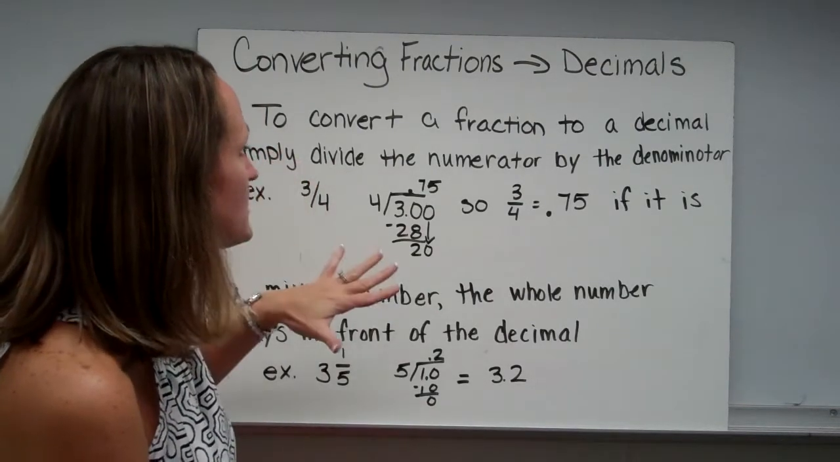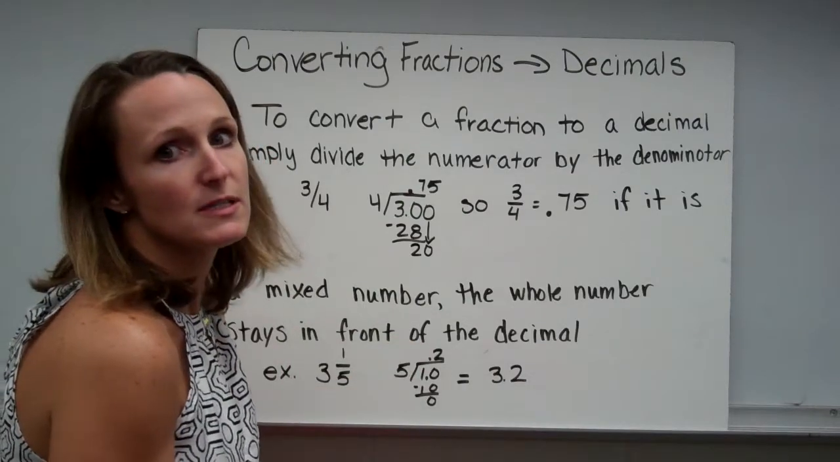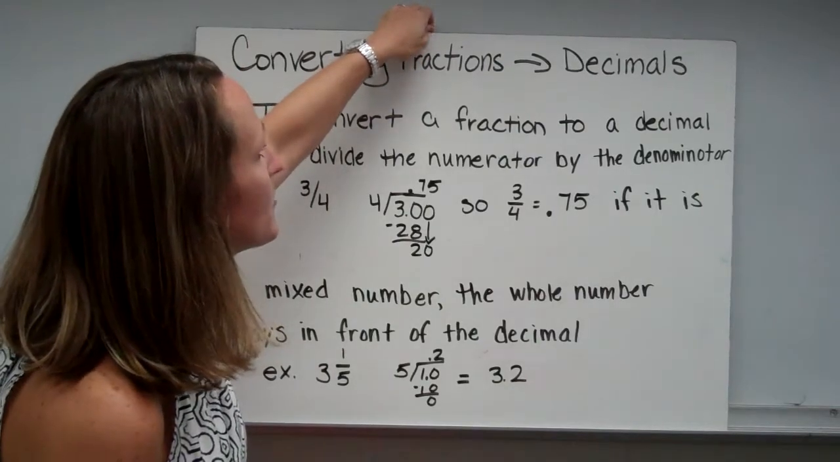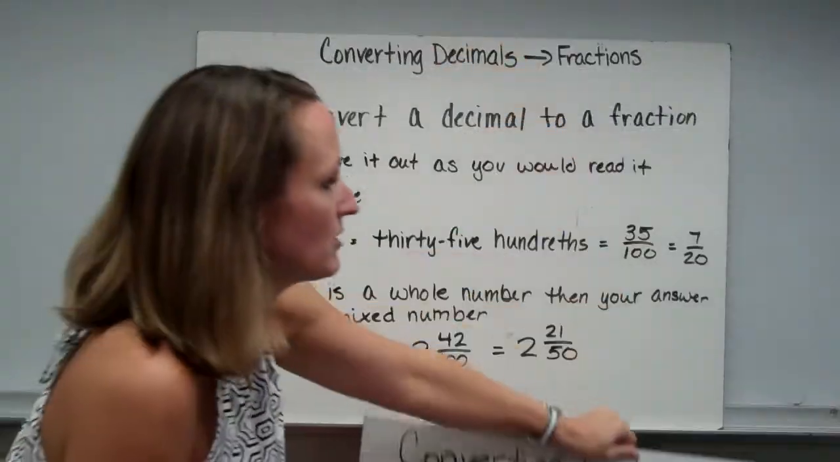So that was fraction to decimal. So to go from fraction to decimal, take your numerator, divide it by the denominator. Alright, so what if you want to go the other way, decimal to fraction? This is the really easy part.